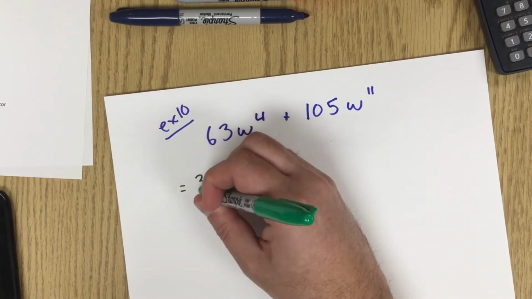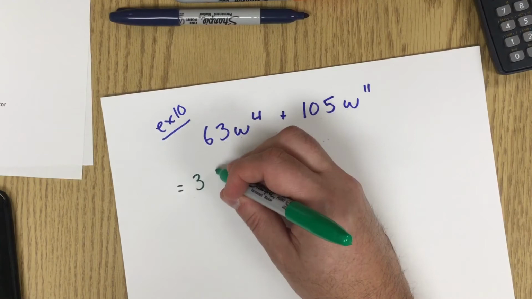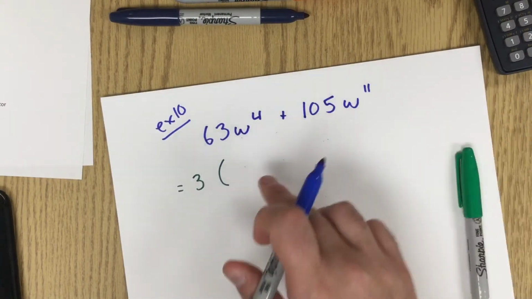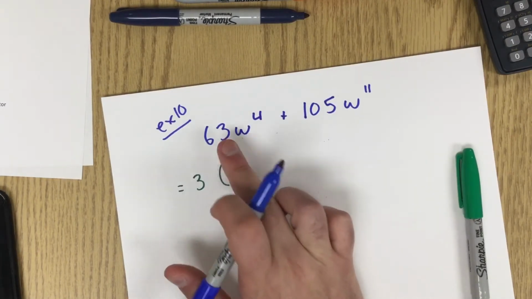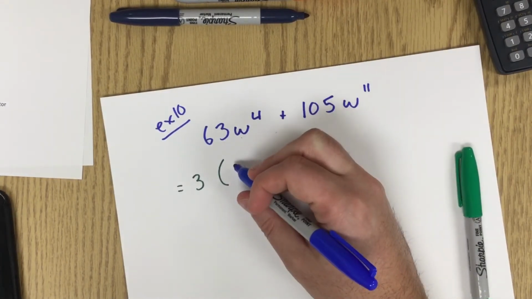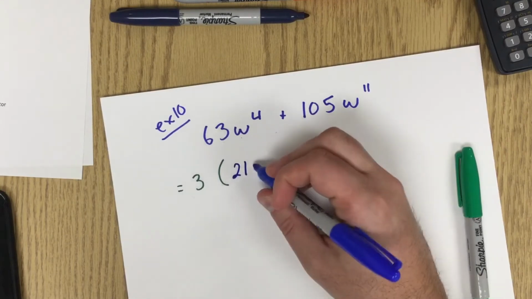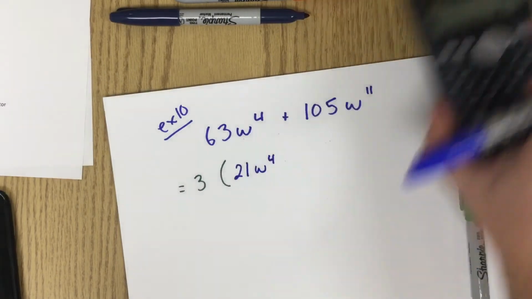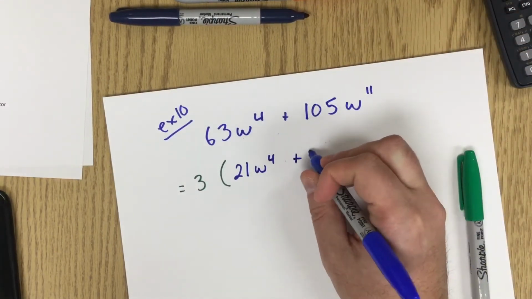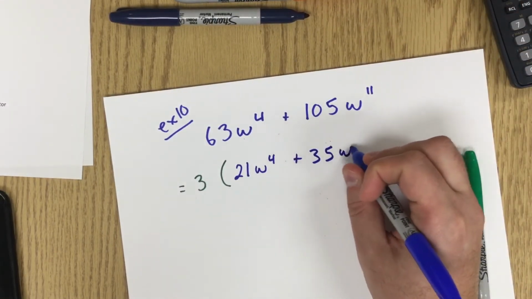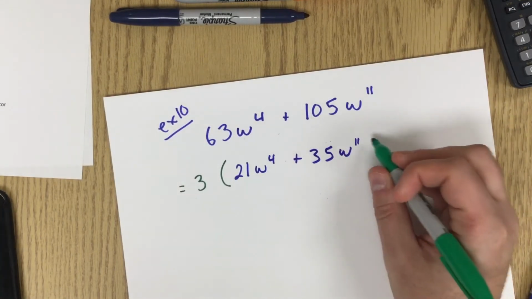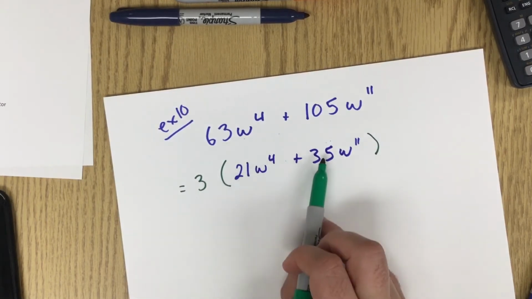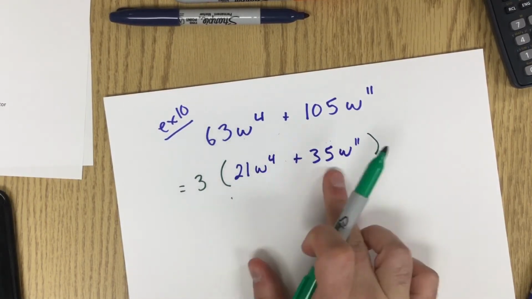So it's going to be 3, and we're going to go 21 divided by 3, and I don't actually have to write the divided by every time either. So 63 divided by 3 is just going to be 21w to the 4. 105 divided by 3 was 35. Okay, that was good. But now I'm looking at it, and it turns out I can actually take another common factor out. There's still a common factor between 21 and 35.